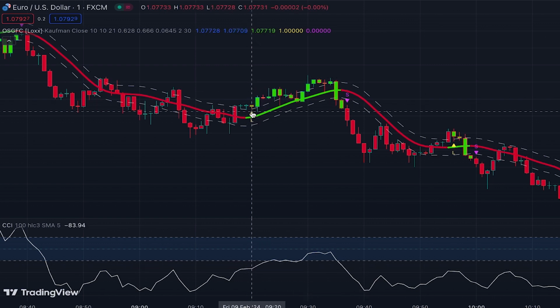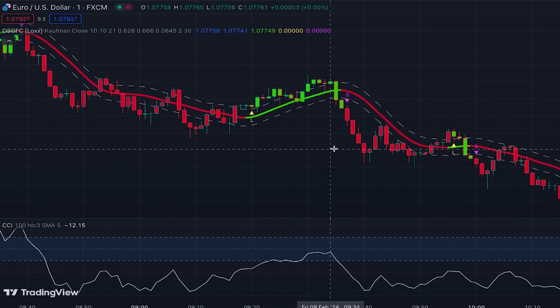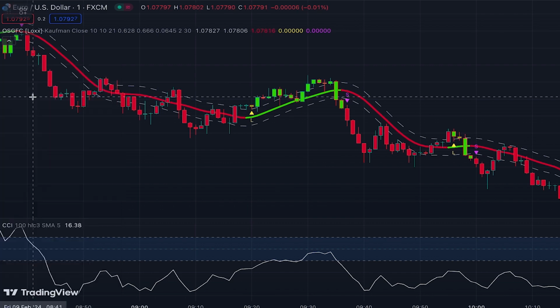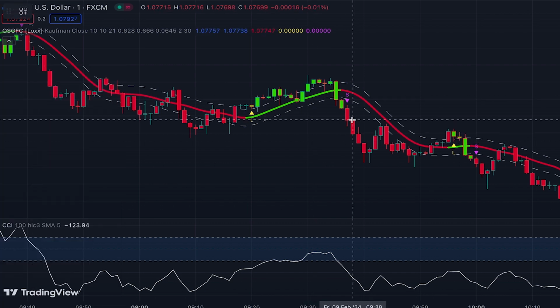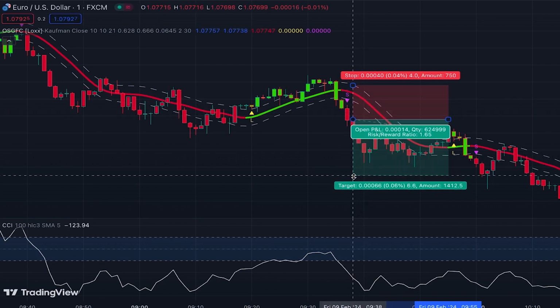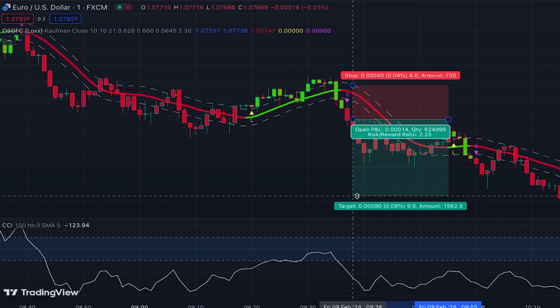For a long position signal, CCI should be above 50. But here for this short position signal, CCI is below minus 50. So it's a confirmed signal. And based on this signal, we can enter a short position at this point where this new candle is opened. The stop loss for this trade is placed above this middle line. And this trade is also a profitable trade, as you can see, where the price declined down to this point.